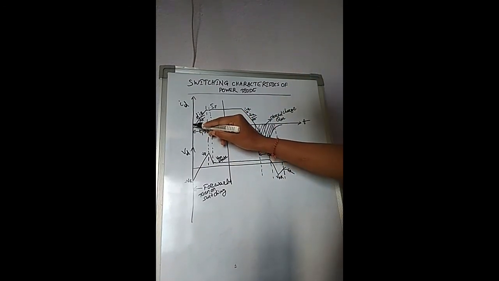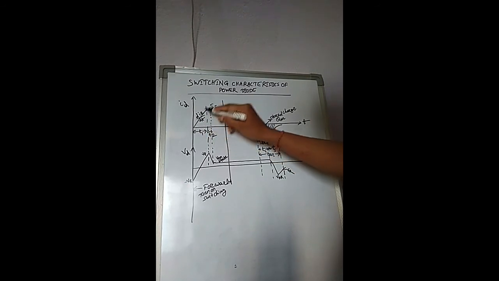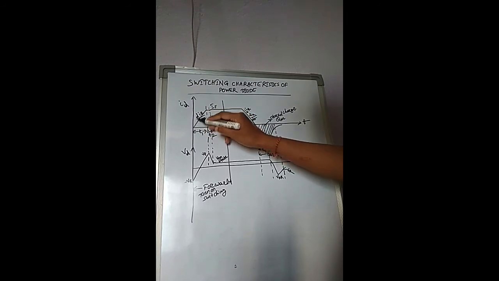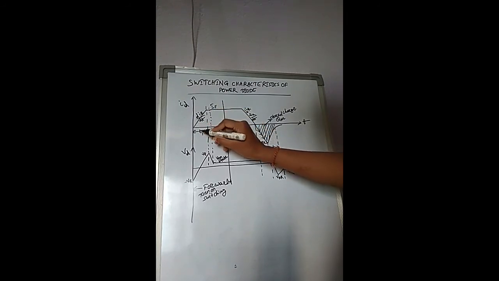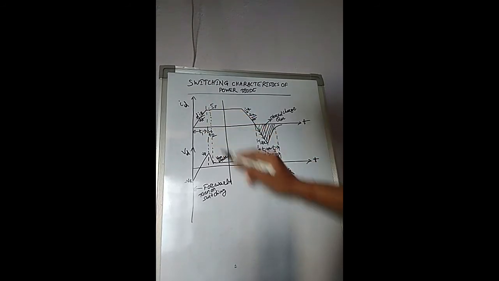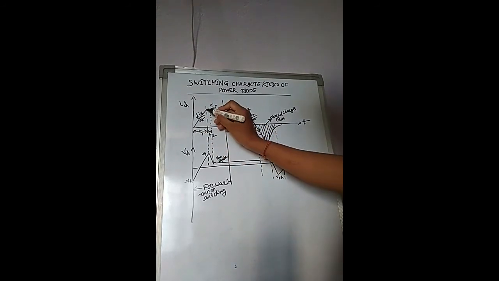rise. This is the positive slope of the forward current, that is dIF by dt. This time is represented by T1. During this time T1, current increases gradually, and after this point, current remains constant. This is termed as capital IF, the forward current.